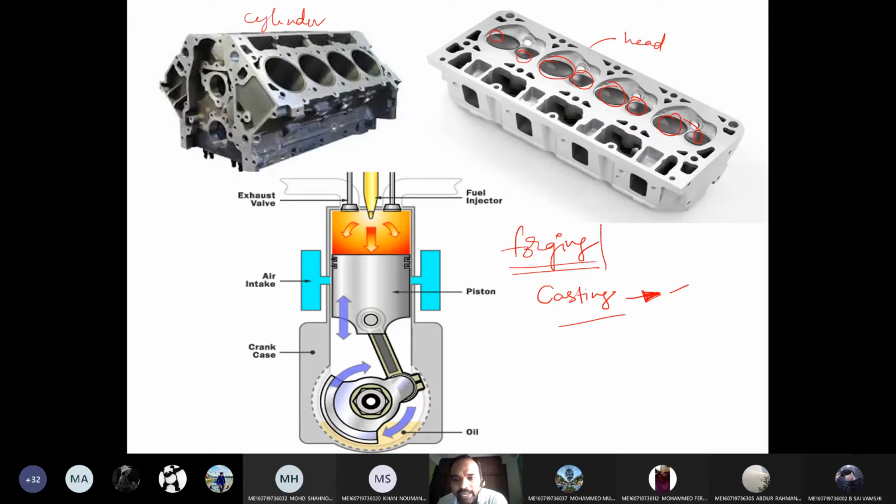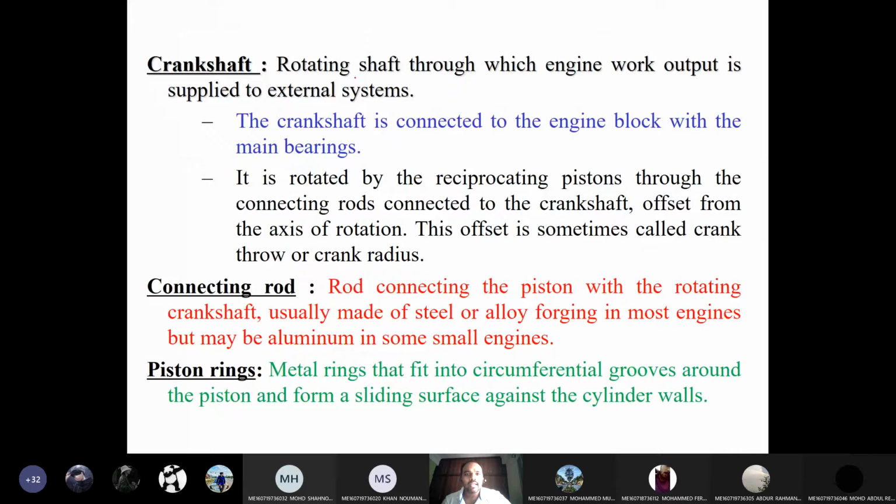What is meant by forging? Heating the material and giving the shape. Heating the material and applying the blows so that we'll get the desired shape. That is the forging. Okay, and crankshaft.